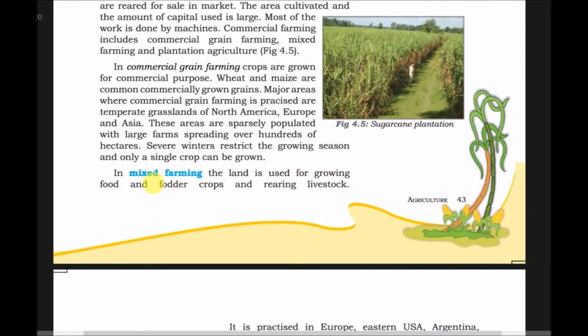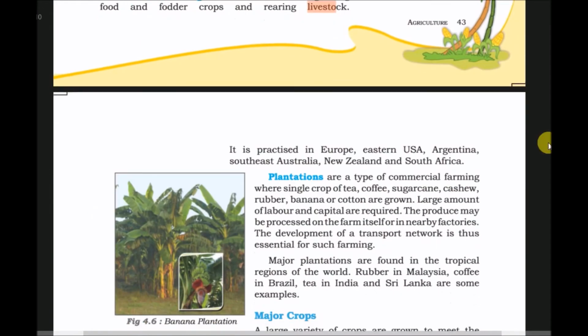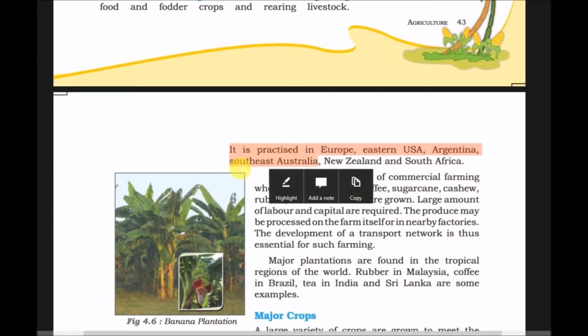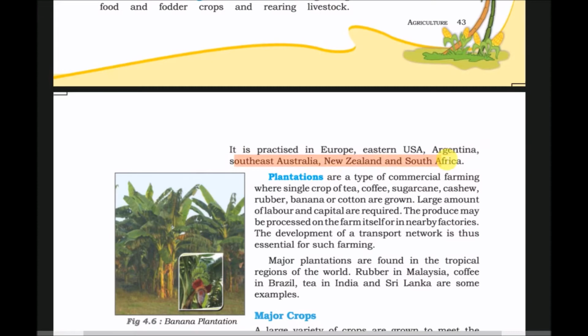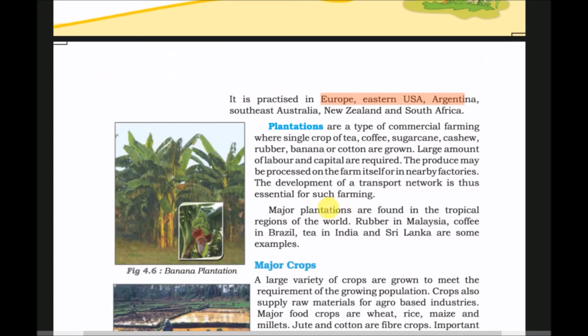Now what is mixed farming? Mixed farming is the producing of many types of crops in a particular area. It is done in Southeast Australia, New Zealand, South Africa, USA, Argentina, and Europe.